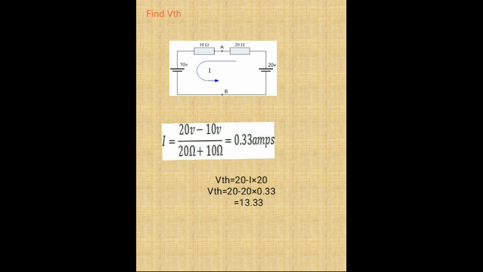Now VTH is the voltage across point AB. So the value will be 20 minus I into 20. So the I is 0.33. So VTH is 13.33 volt.